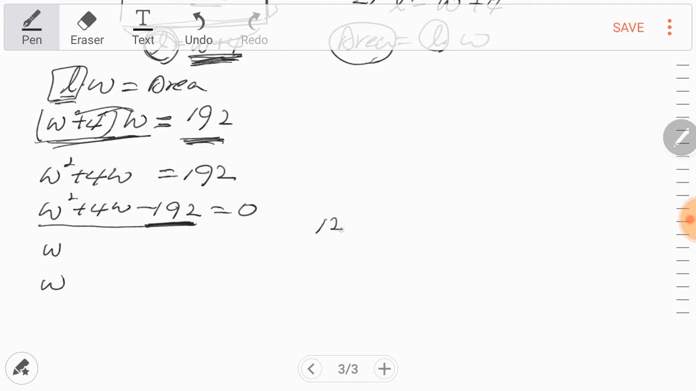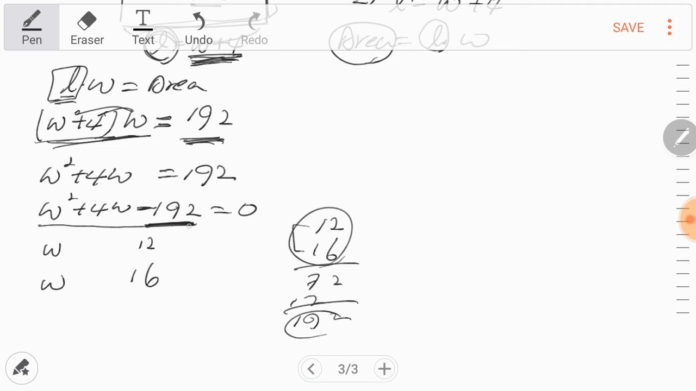Okay, 16 and 12. 16 times 12 is 192, and the difference is 4. So this may be the right pair of two factors of 192. So we can write it as 12 times 16 and put the negative sign.